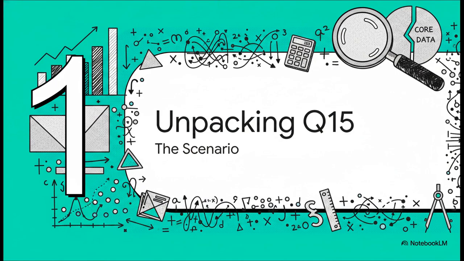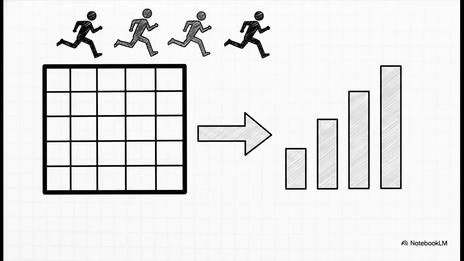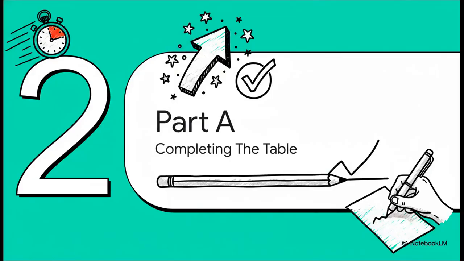First up, unpacking question 15, the scenario. So picture this. We've got a scenario involving 43 students running a race. This data is being represented simultaneously by a grouped frequency table and a histogram, with time intervals ranging specifically from 10 to 26 seconds. The whole trick here is showing fluency in moving back and forth between the numerical table and the visual histogram. Now let's look at Part A, completing the table.